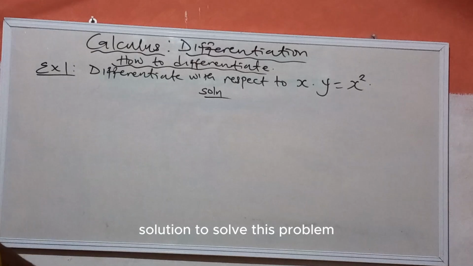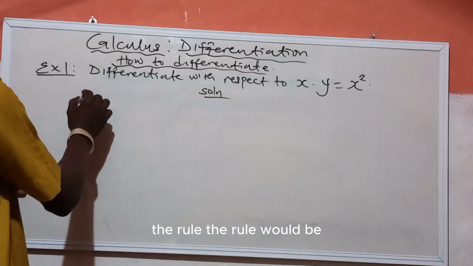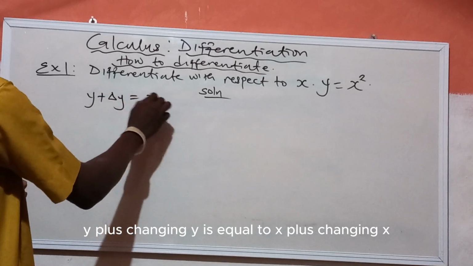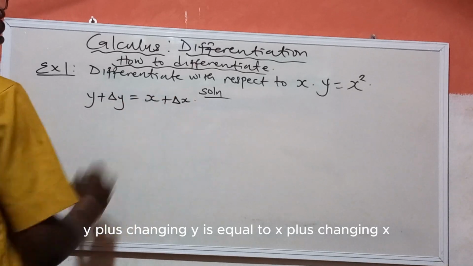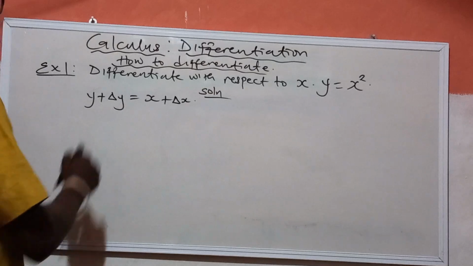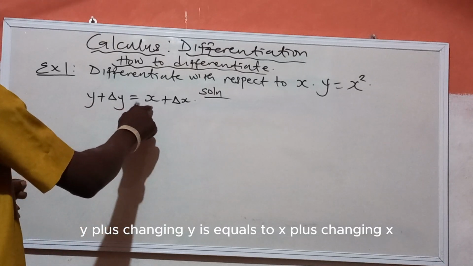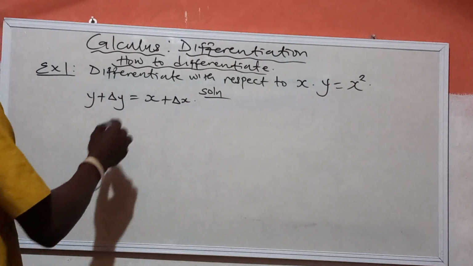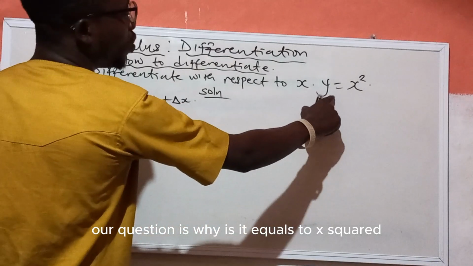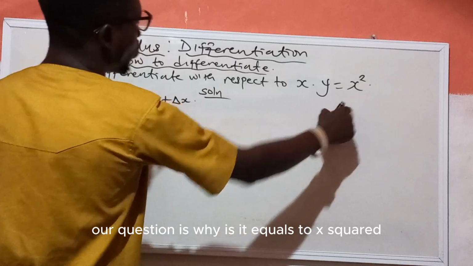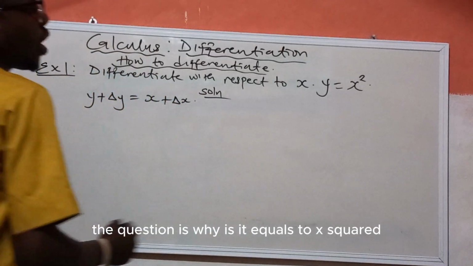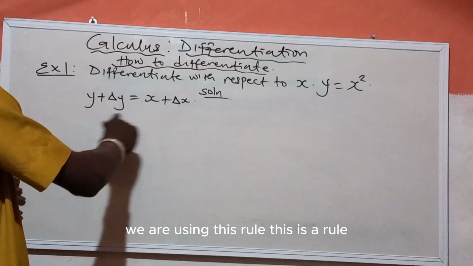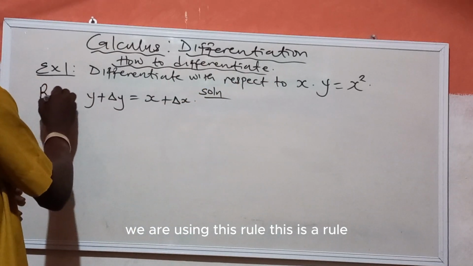To solve this problem, the rule will be y plus change in y is equals to x plus change in x. So by solving this problem, our question is y is equals to x squared. So we are using this rule. This is a rule.